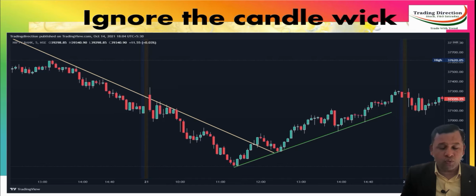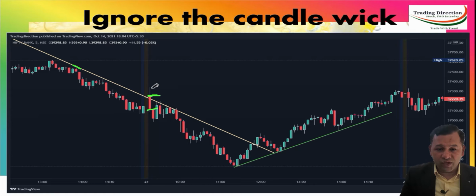There was one more question: shall we touch the wick or shall we touch the body? Actually, closing prices are very important, because the closing and opening price indicate the agreed level where all the buyers and sellers agreed to close that position. Wherever possible, most of the time ignore the wick, but sometimes if it is touching also, it is okay. But try to get most touches on your line so that it becomes a valid trend line.